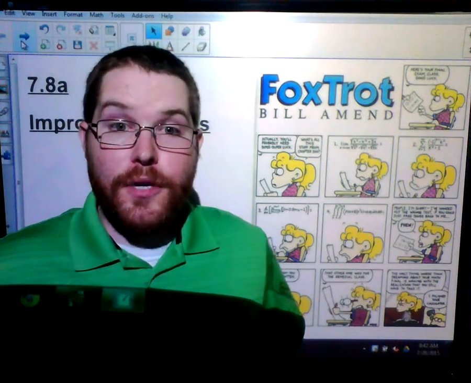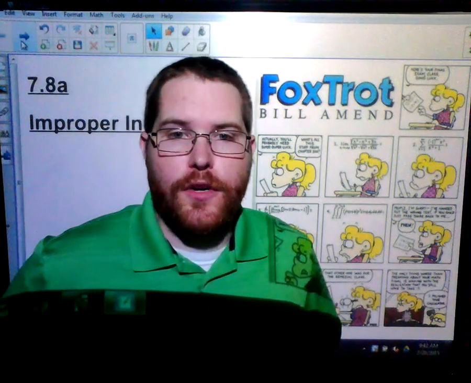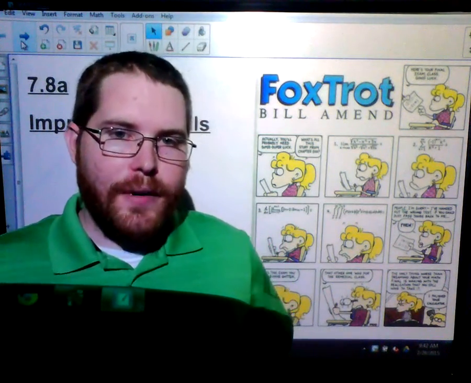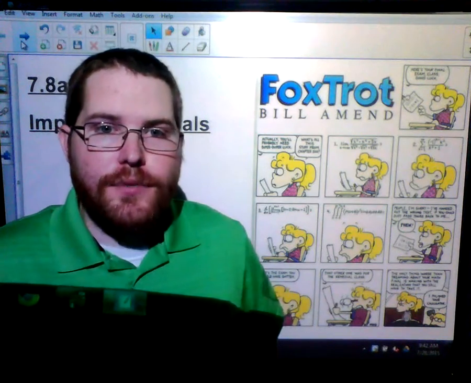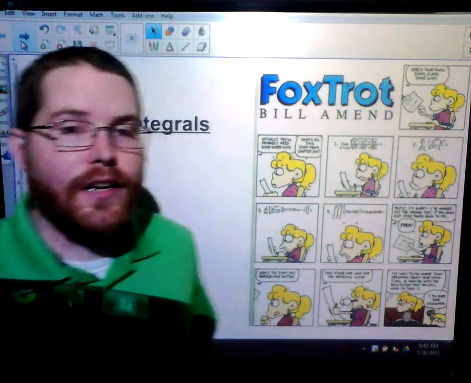I've split this into 3 parts. If you check on the notes, you'll see an intro part to this about relative rates of growth. And now we're going to talk about improper integrals. And there's 2 types, a type 1 and a type 2 improper integral. So today we're going to talk about the type 1 improper integrals.